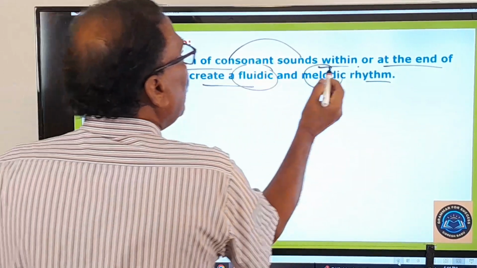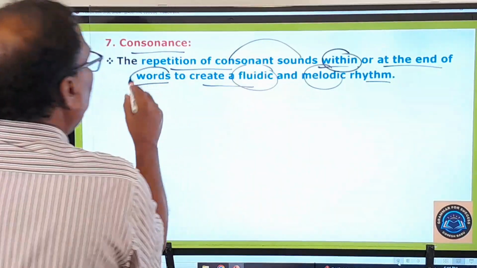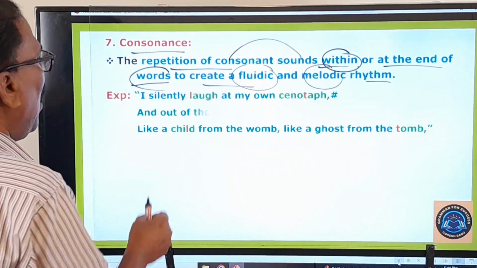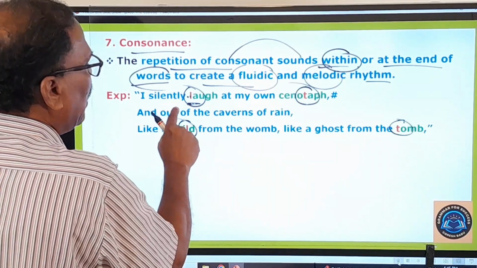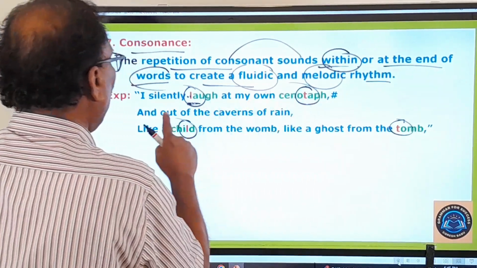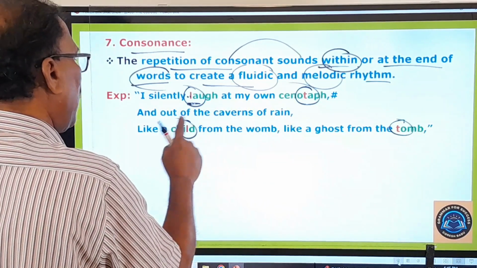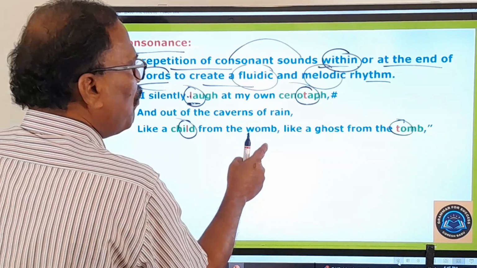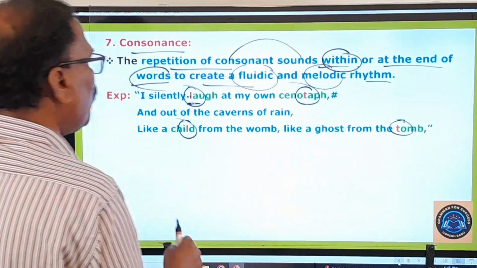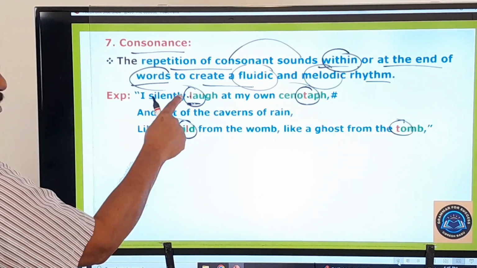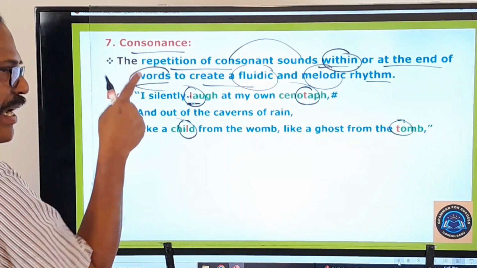So this is within a word or at the end of the words. Look at that. In these examples: "I silently laugh at my own cenotaph," and "out of the caverns of rain, like a child from the womb, like a ghost from the tomb." In all the lines, I have marked it in red color.